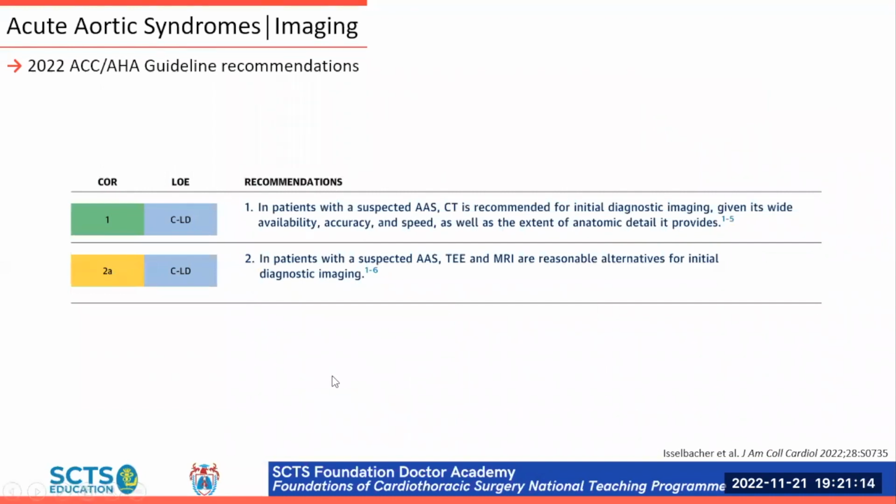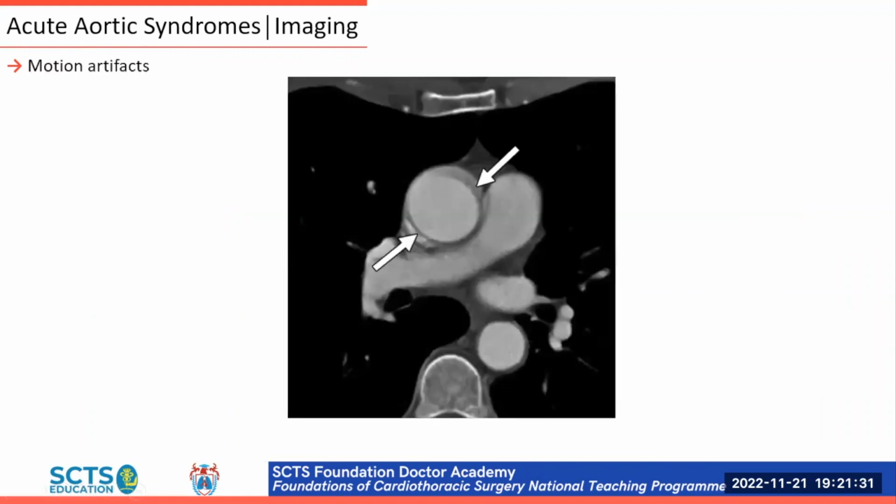If you go to the guidelines recommendations, the CT scan is definitely recommended as the gold standard, but in some instances, especially if you don't need prompt and emergent surgery, MRI and transesophageal echo can play a role. But we need to be careful, because if the CT scan is not done properly, for example, if it is not gated, you can have some artifacts, and sometimes they can lead to a mistaken diagnosis of acute aortic syndrome when the syndrome isn't there.